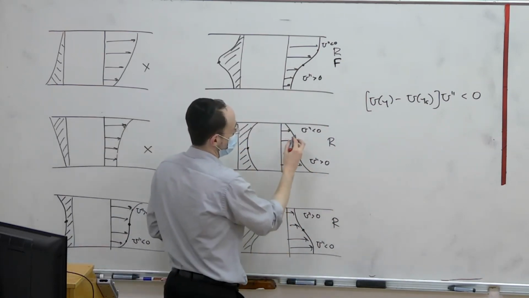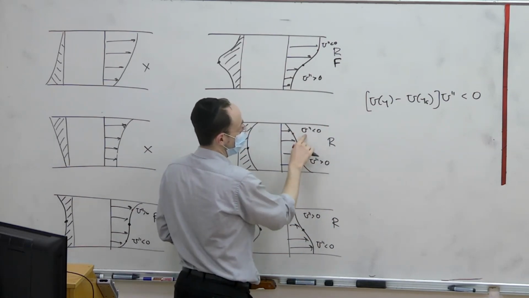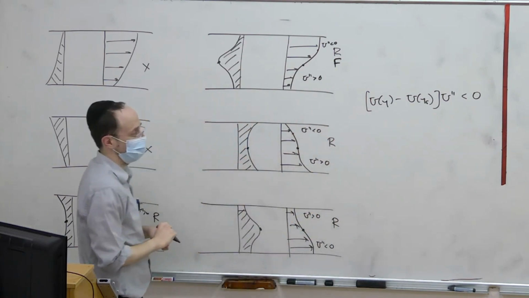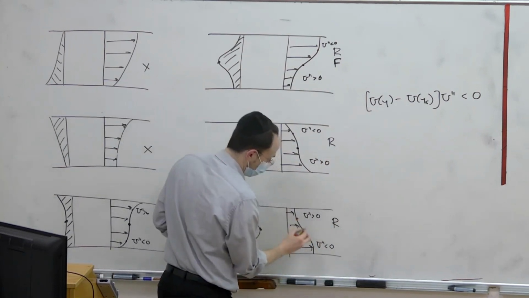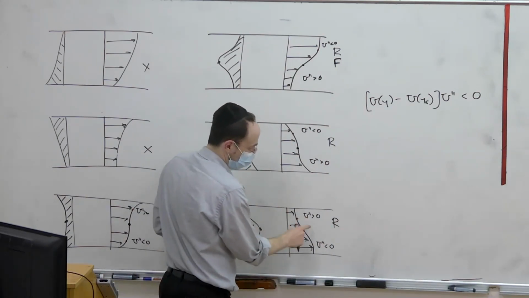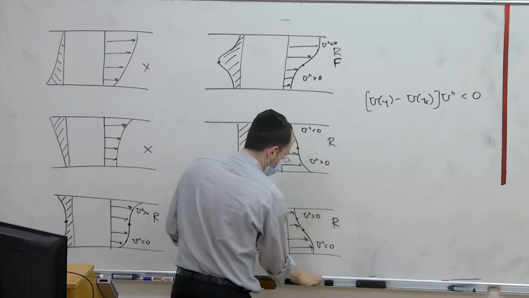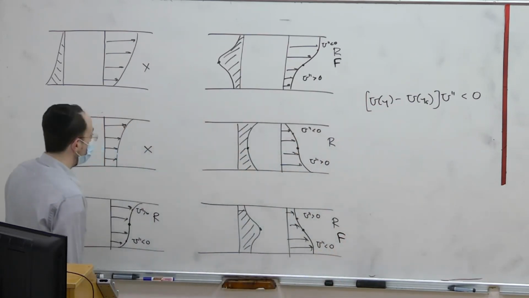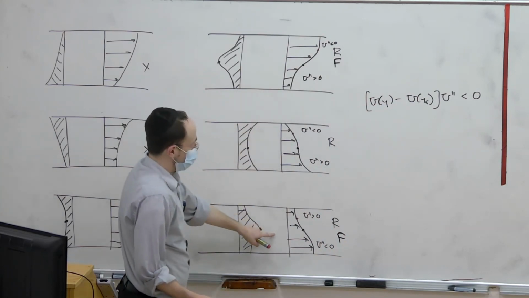Same with this one. We go here. Here's a point. U minus U_s here is negative. U double prime is negative. Negative times a negative doesn't work. This does not satisfy Fjortoft, only Rayleigh. And then the final one. U minus U_s is negative, but this is concave up, so U double prime is positive. Negative times a positive is negative. This satisfies the Fjortoft criterion. So the only ones that satisfy the Fjortoft criteria are these two, right?